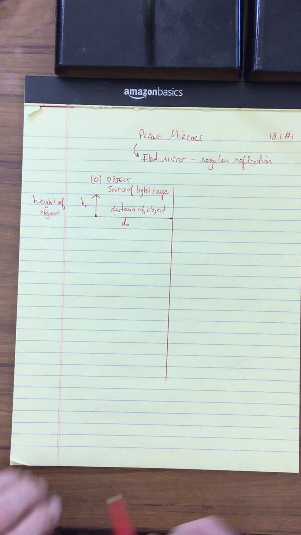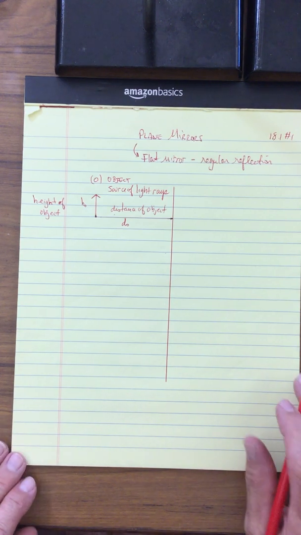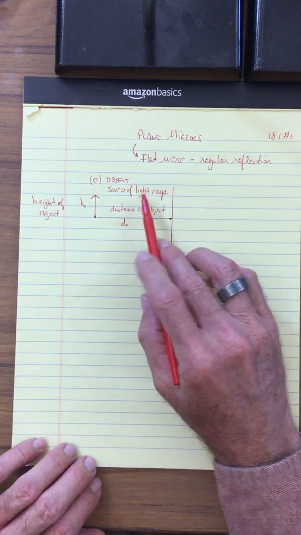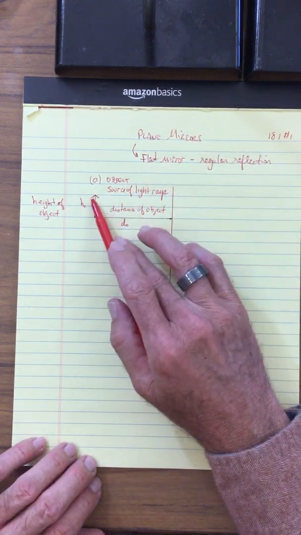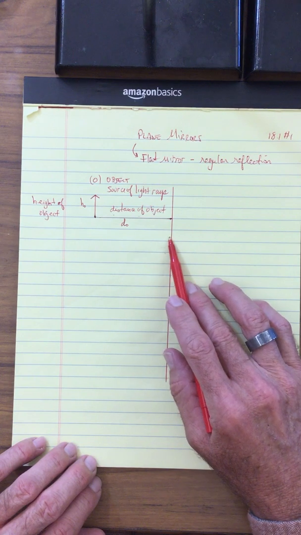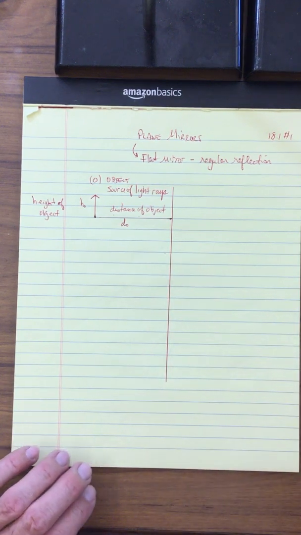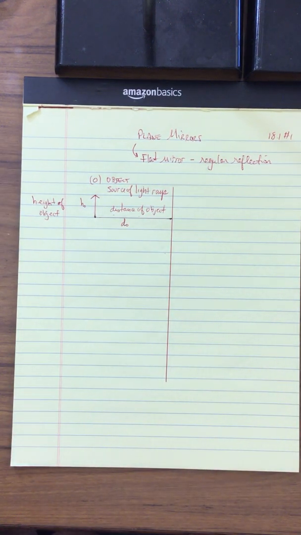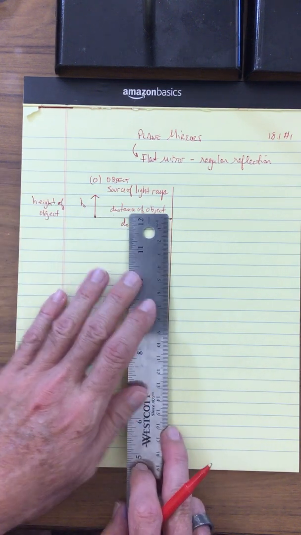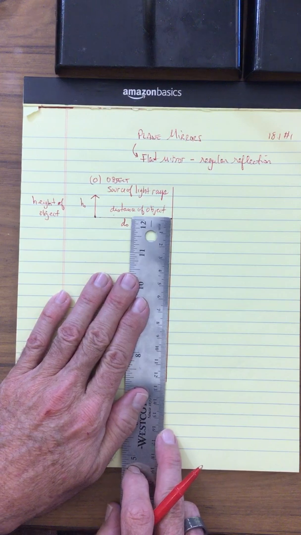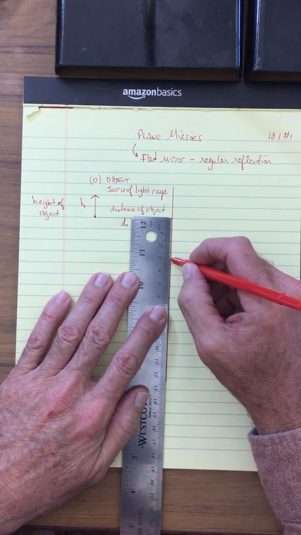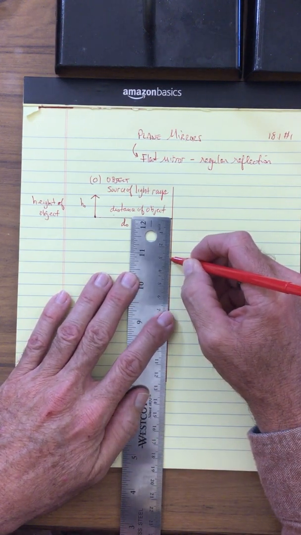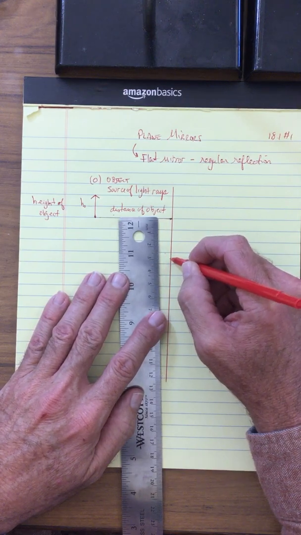So what we're going to be doing in this is we're going to be following 3 rays of light that are coming onto this object and then reflecting off of this object, then reflecting into the mirror. Okay, so if you can now take your ruler and measure, we'll just say 3 centimeters down from this.